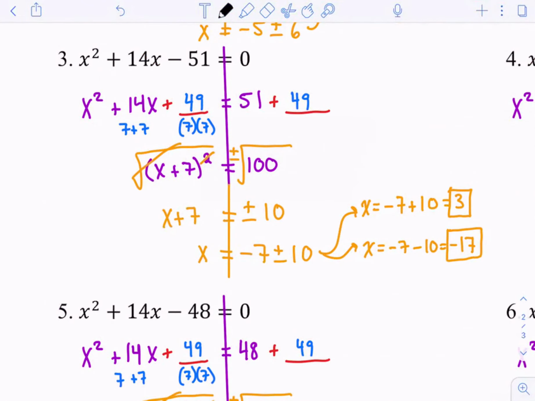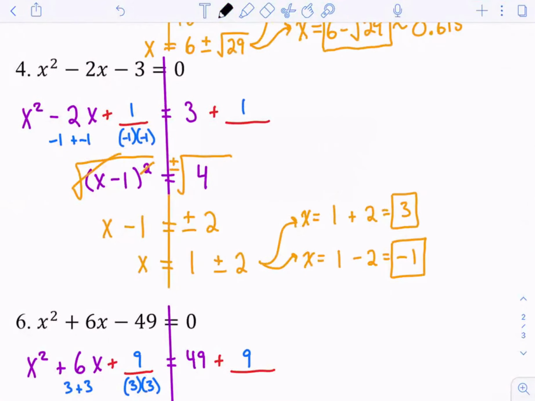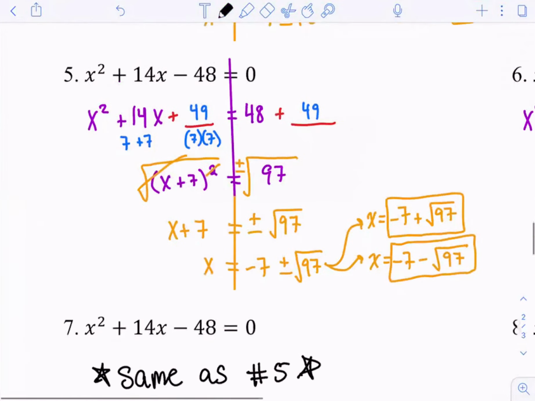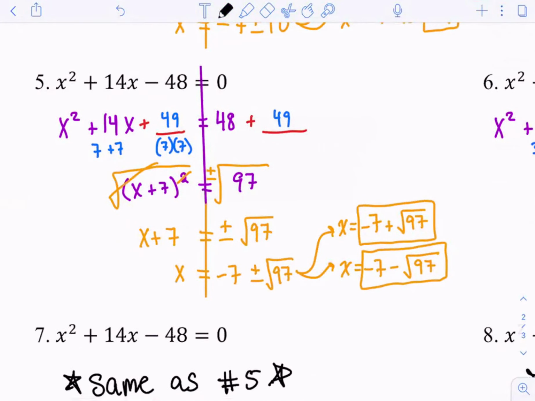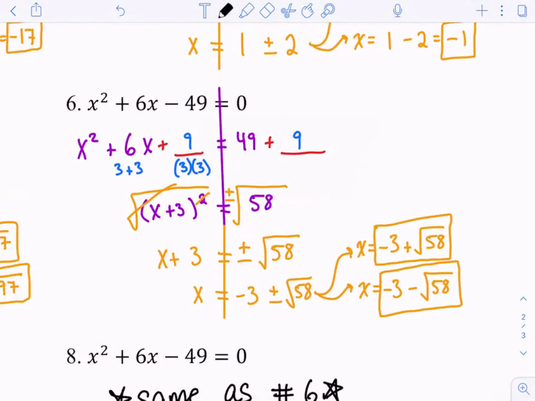So number 3, the answers were 3 and negative 17. Number 4 were 3 and negative 1. Number 5 is negative 7 plus the square root of 97, and negative 7 minus the square root of 97. And then number 6 was negative 3 plus the square root of 58, and negative 3 minus the square root of 58. Now I just want to let you know, again, if you can reduce it, you could try.